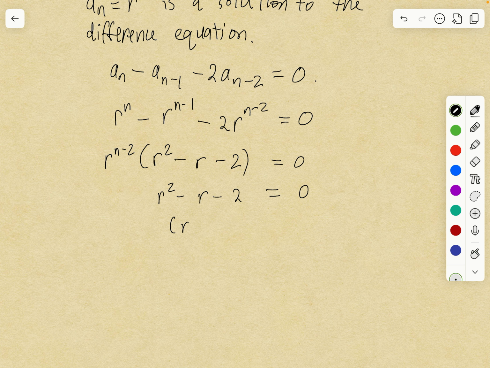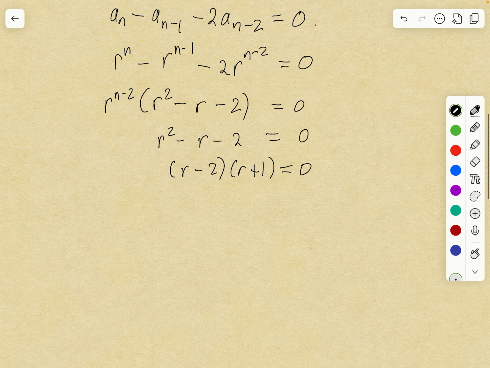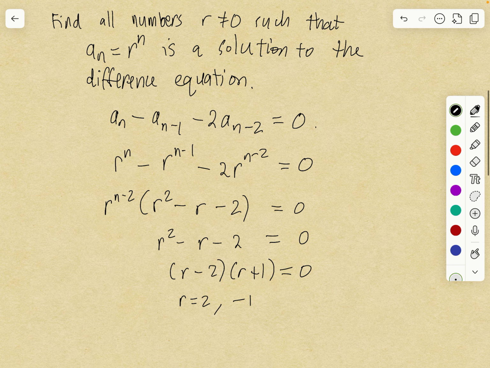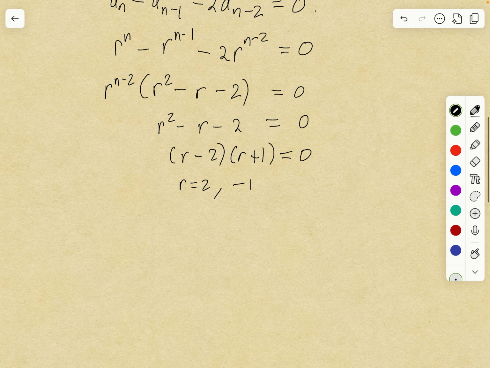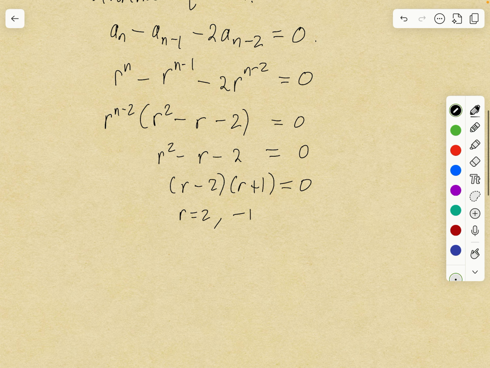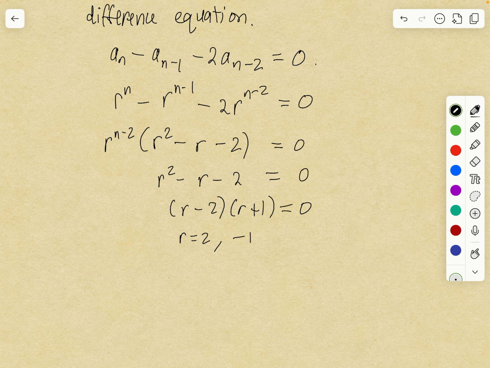Now we can factor this as r minus 2 times r plus 1 equals 0. When you set each factor equal to 0, you get r equals 2 and r equals negative 1. So this shows that if a_n equals r to the n is a solution, then r must be either 2 or negative 1. This doesn't actually prove that 2 and negative 1 work, but if you go back, using 2 to the n and negative 1 to the n is going to work.